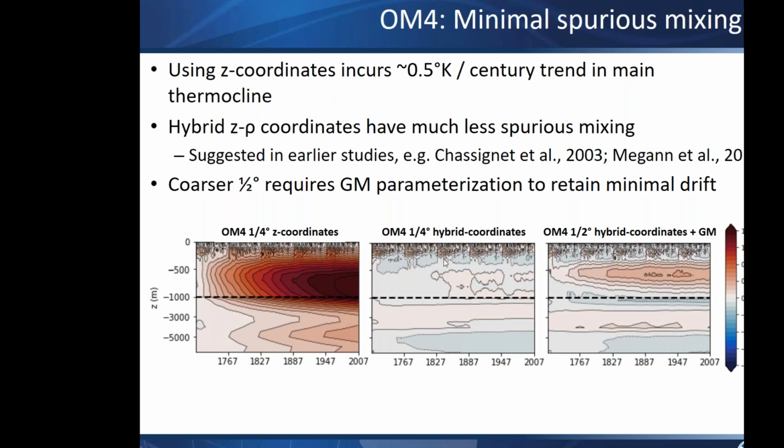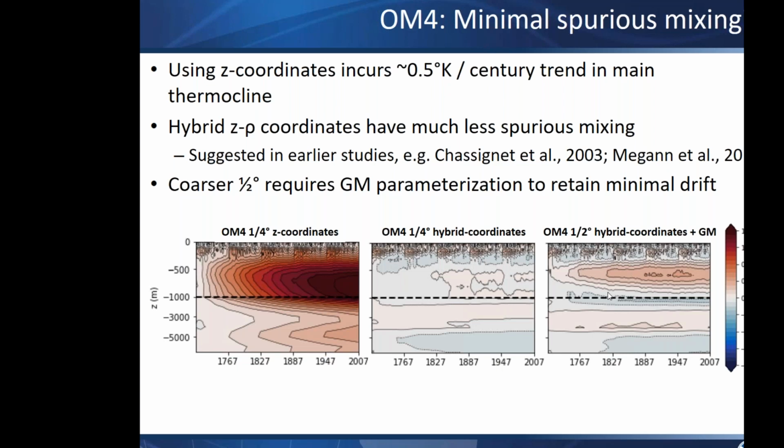Whereas by using a hybrid vertical coordinate, a pressure-like coordinate near the surface, and then tracking density surfaces in the interior, we're able to greatly reduce this drift from what we had gotten with a traditional Z coordinate model. In this case, we didn't have any parameterizations of mesoscale eddies turned on. We're just letting the model do what it's going to do.